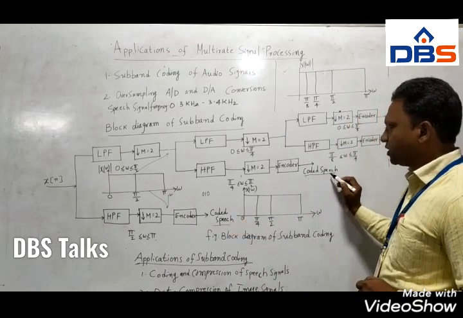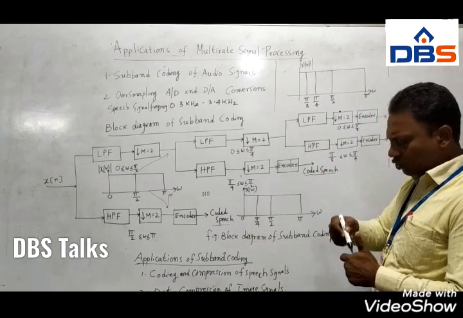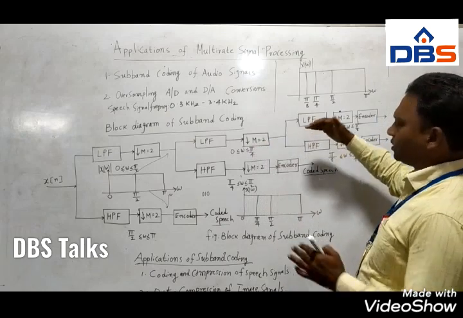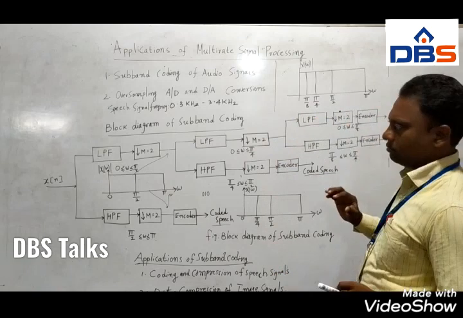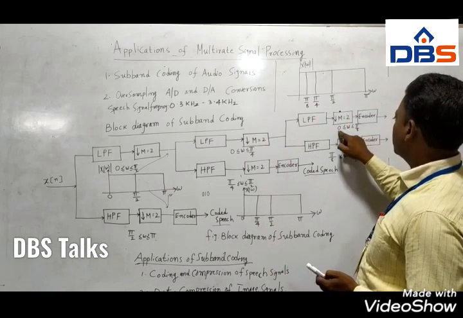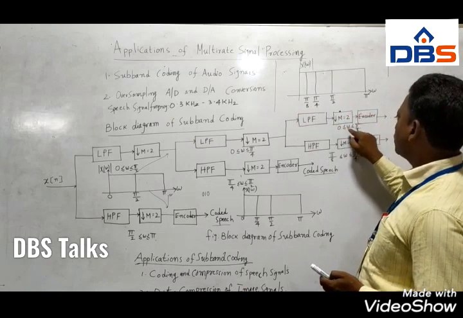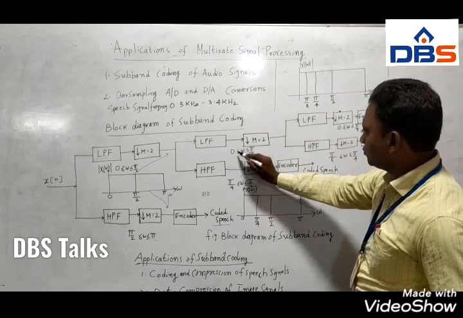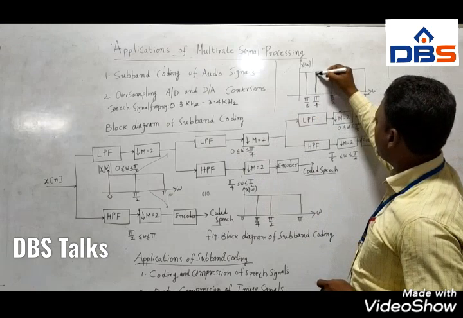Now we have coded speech from pi by 2 to pi by 4 to pi by 2, and further this low frequency is passed to another set of low pass filter, decimator and encoder. And finally, this low pass filter branch passes the frequencies from 0 to pi by 8. So again from 0 to pi by 4, this is the total spectrum available.